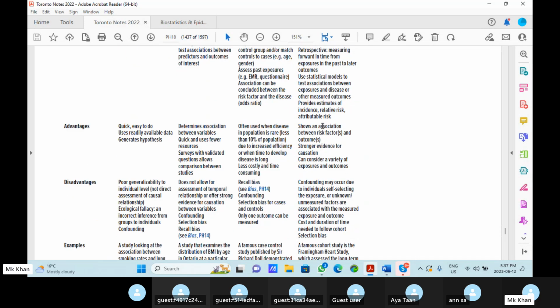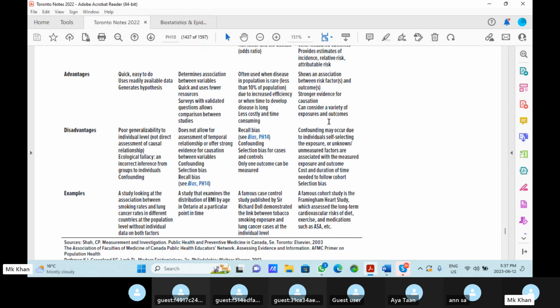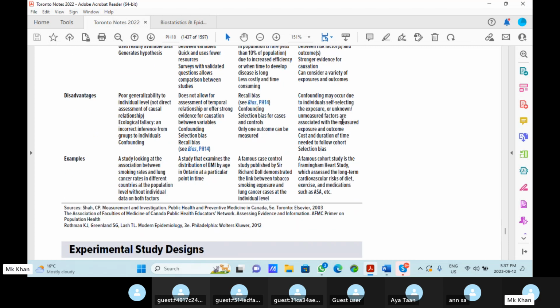So what is the advantage of cohort study? Shows an association between risk factor and outcome. So that's the main point of it. And then stronger evidence for causation, can consider a variety of exposure and outcome.